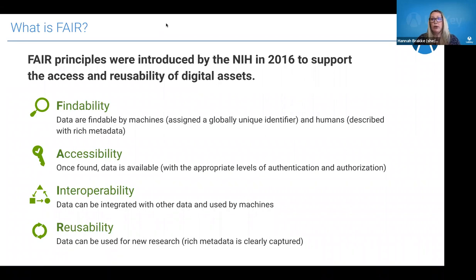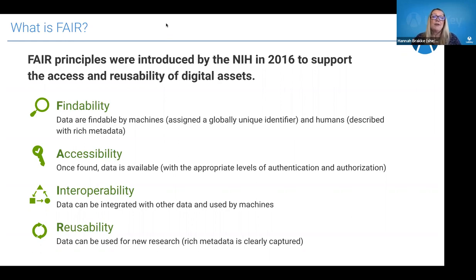These boil down to four main things. Data are findable by machines, so essentially being able to assign any data within a system a globally unique identifier, or in NIH terms, a DOI, a digital object identifier. But this data should also be able to be found by humans. We may not recognize 1, 2, 3, 4, 5, but a machine can, whereas we might recognize something like, oh, that is the sample from this mouse on this day with this condition.